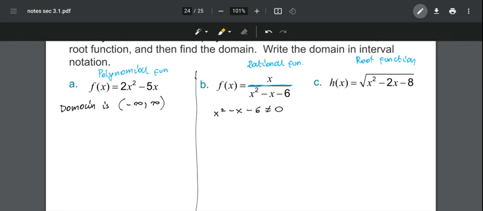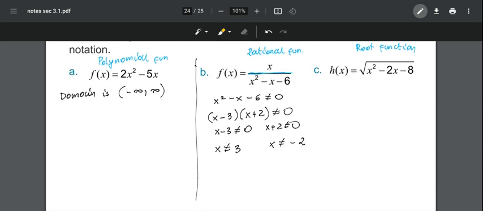So for the not-equal condition, you solve it like an equation equal to 0. You want to factor that. So this is the same as x minus 3 times x plus 2. I factor that using the AC method, not equal to 0. That means x minus 3 is not equal to 0 and x plus 2 is not equal to 0. That means x cannot be equal to 3 and x cannot be equal to negative 2. So here, the domain is the set of all real numbers except 3 and negative 2.